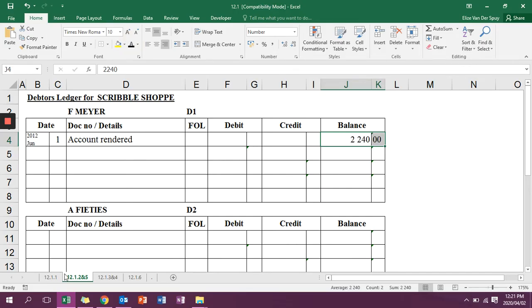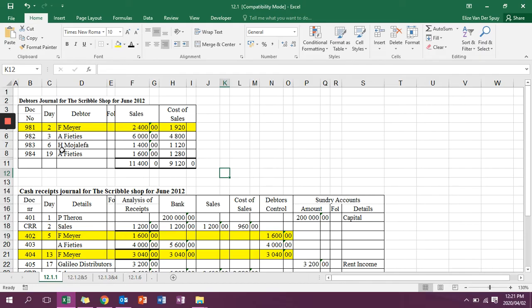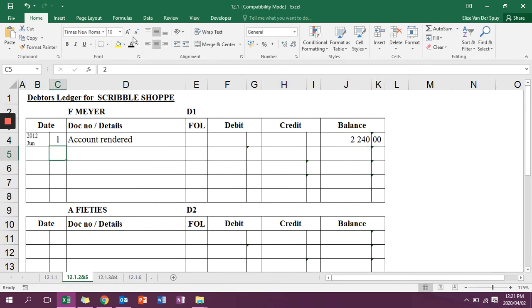All right, now we're going to see which date is first. I have the second and I have the fifth. So the first one is obviously the second. And this is in my debtors journal. Debtors journal, we use an invoice. So we're going to use an invoice number. All right, so we have the date. And then we're going to have invoice number 981. This is in our DJ.